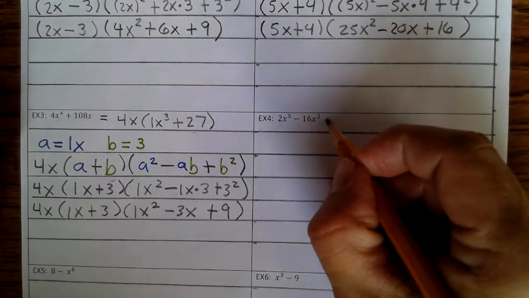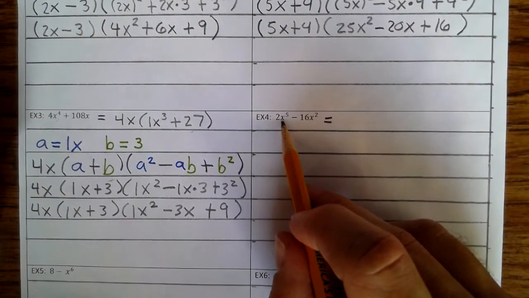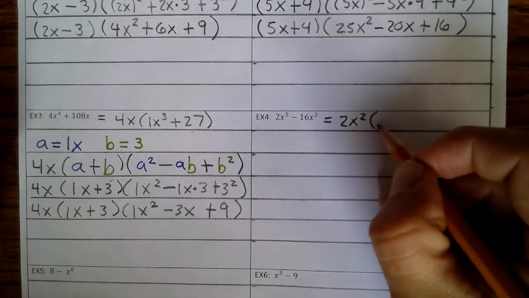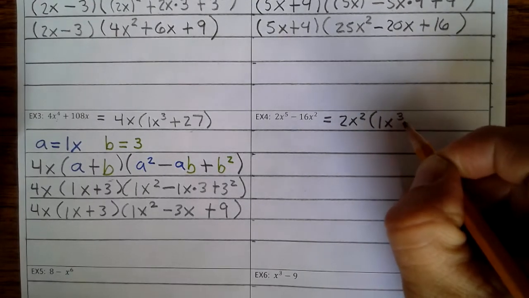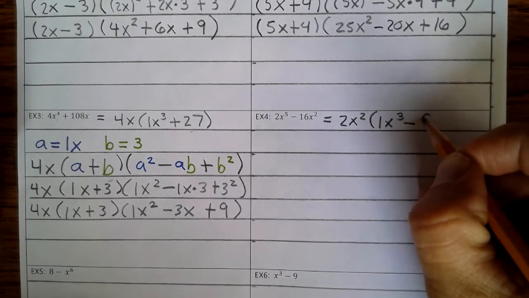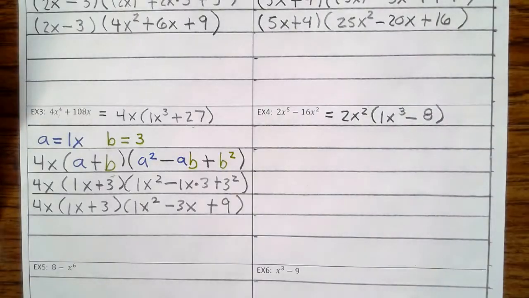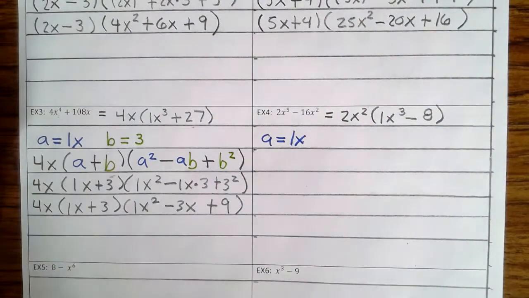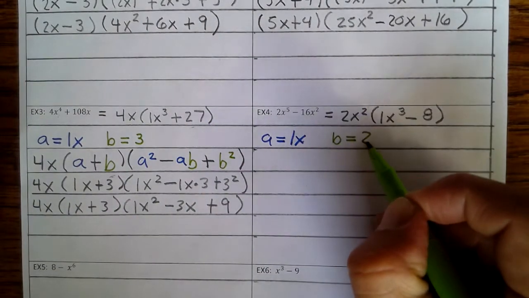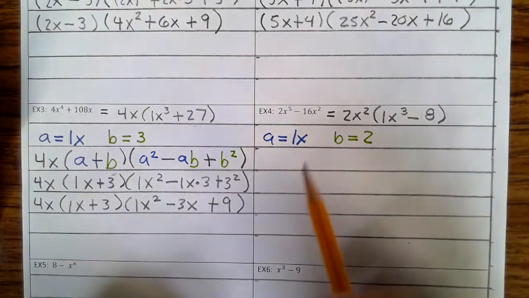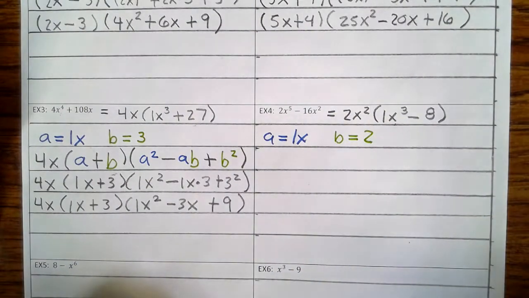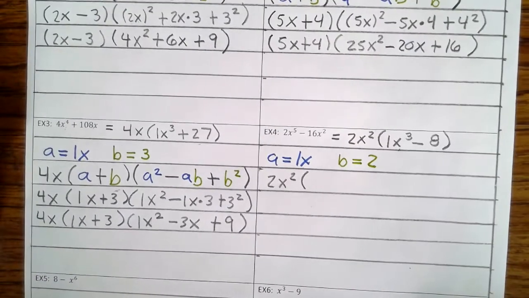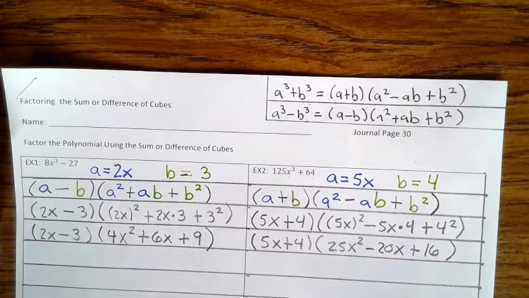Now, example 4, it looks like we have a greatest common factor of 2x squared. So we factor out 2x squared, which leaves 1x cubed minus 8. Okay, so we need to figure out what A and B are. So A is 1x, and B is 2, because 2 cubed gives you 8, and 1x cubed gives you 1x cubed. Now, we can't forget about the 2x squared, and then we apply the equation. So that's A cubed minus B cubed, so we're using this one right here.